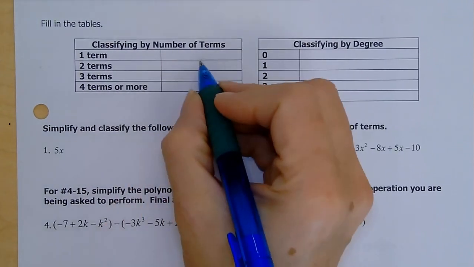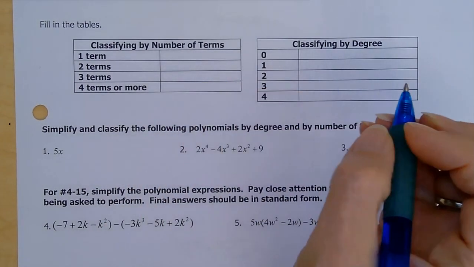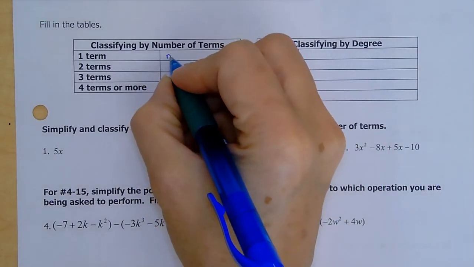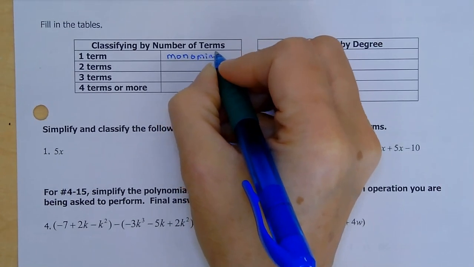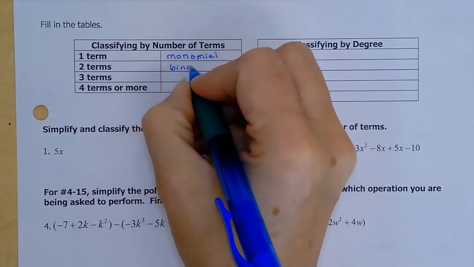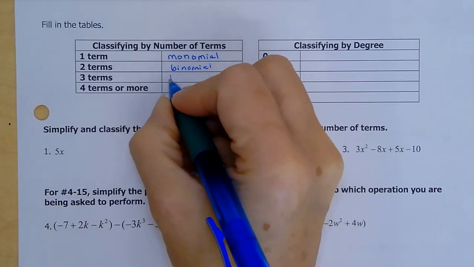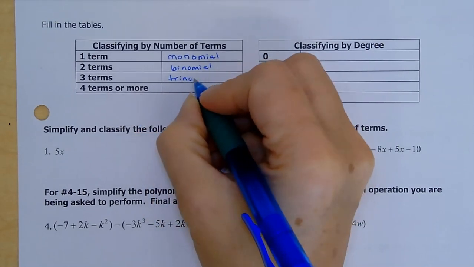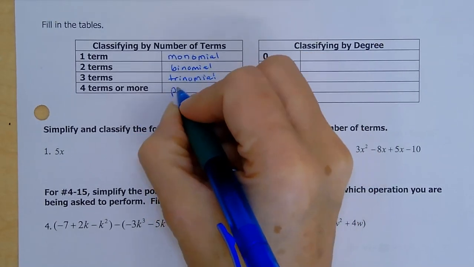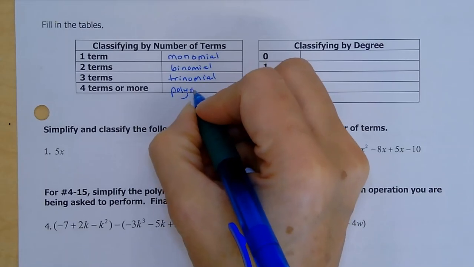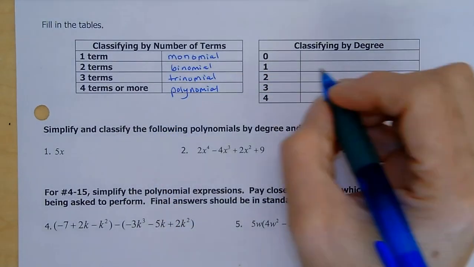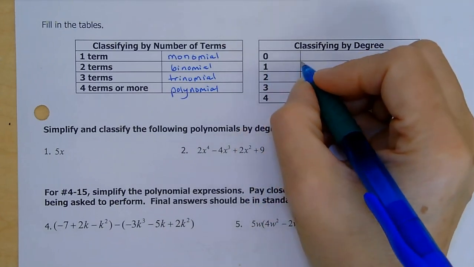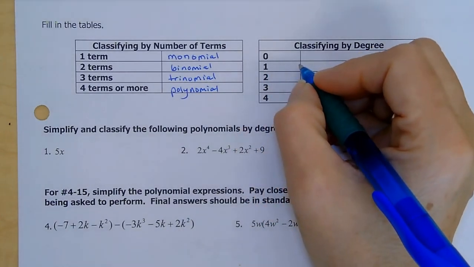If we want to classify by the number of terms, we're talking about polynomials. So if we have one term in our polynomial, it's a monomial. If we have two terms, it's a binomial. 3 terms is a trinomial. And 4 and above is going to be a polynomial. We're not going to go past that.